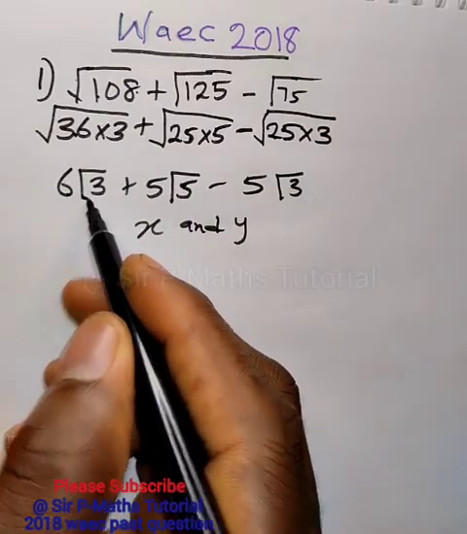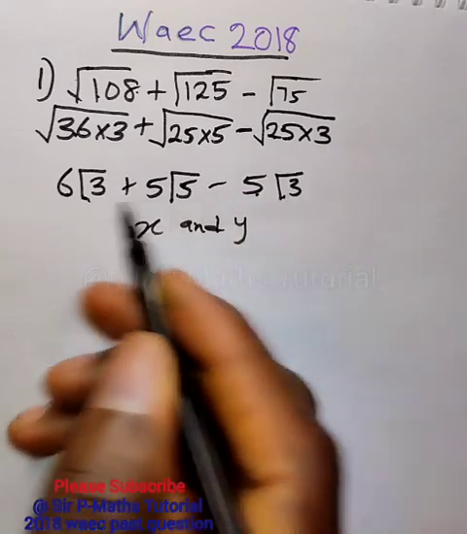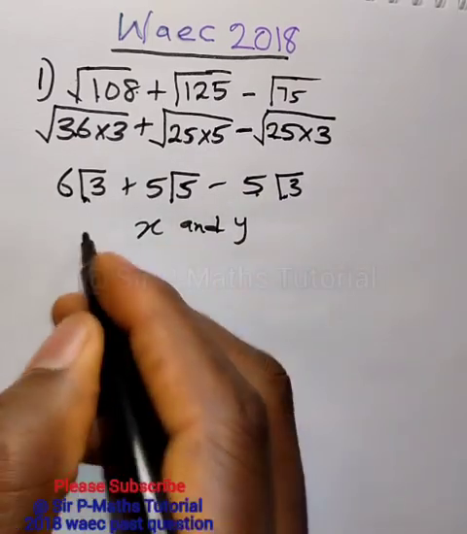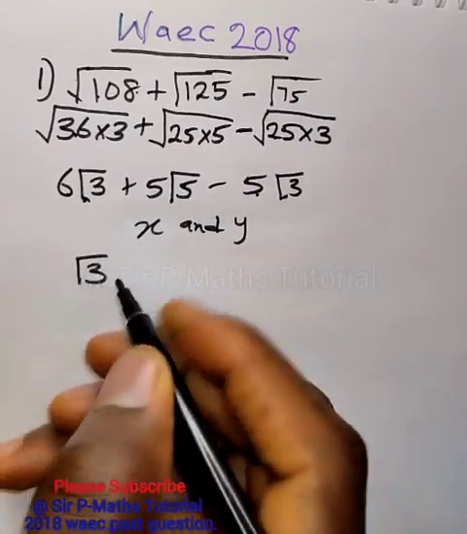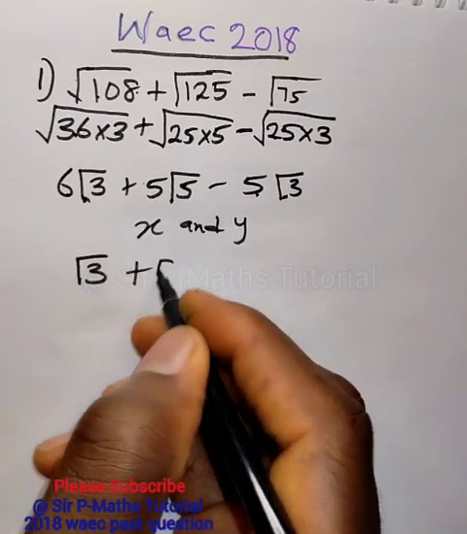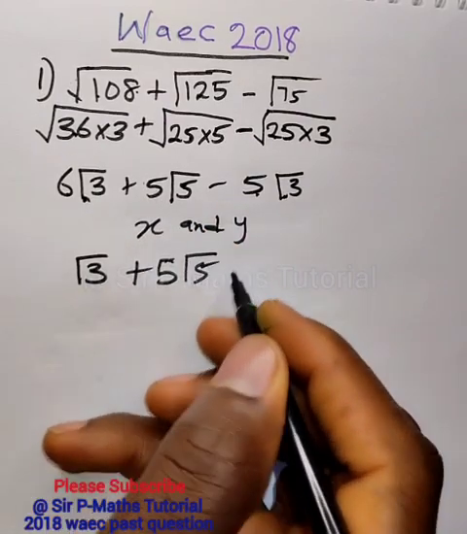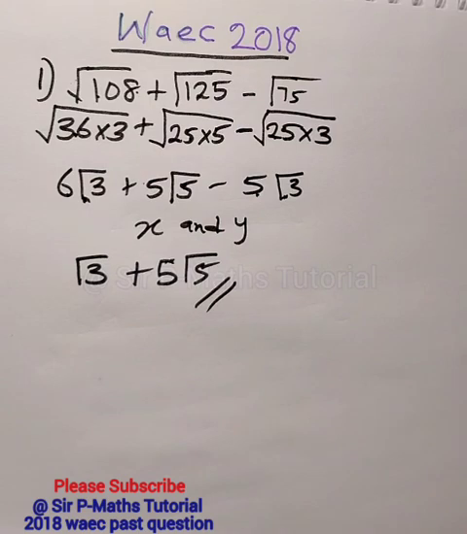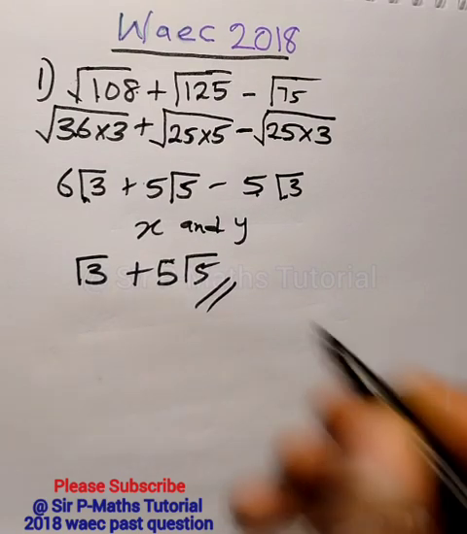Now, I have 6 root 3 and 5 root 3 to be common terms. So if this minuses this, I will have only root 3. I'll bring down 5 root 5. So this becomes the answer, and that is option A.